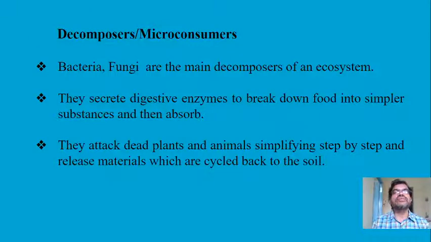The last part of an ecosystem is the decomposer, which is a very important component in any ecosystem because they are the ones which degrade complex food material into simpler substances. They release digestive enzymes and convert these complex substances into simpler substances and absorb them. They attack the dead plants and animals, simplifying them step by step. Another important thing is they recycle them and make them again a component of the soil. So the materials that are formed are again used up by the organisms, and these are again returned back to the soil or to the atmosphere. In this way, the materials, the non-living components, are recycled.